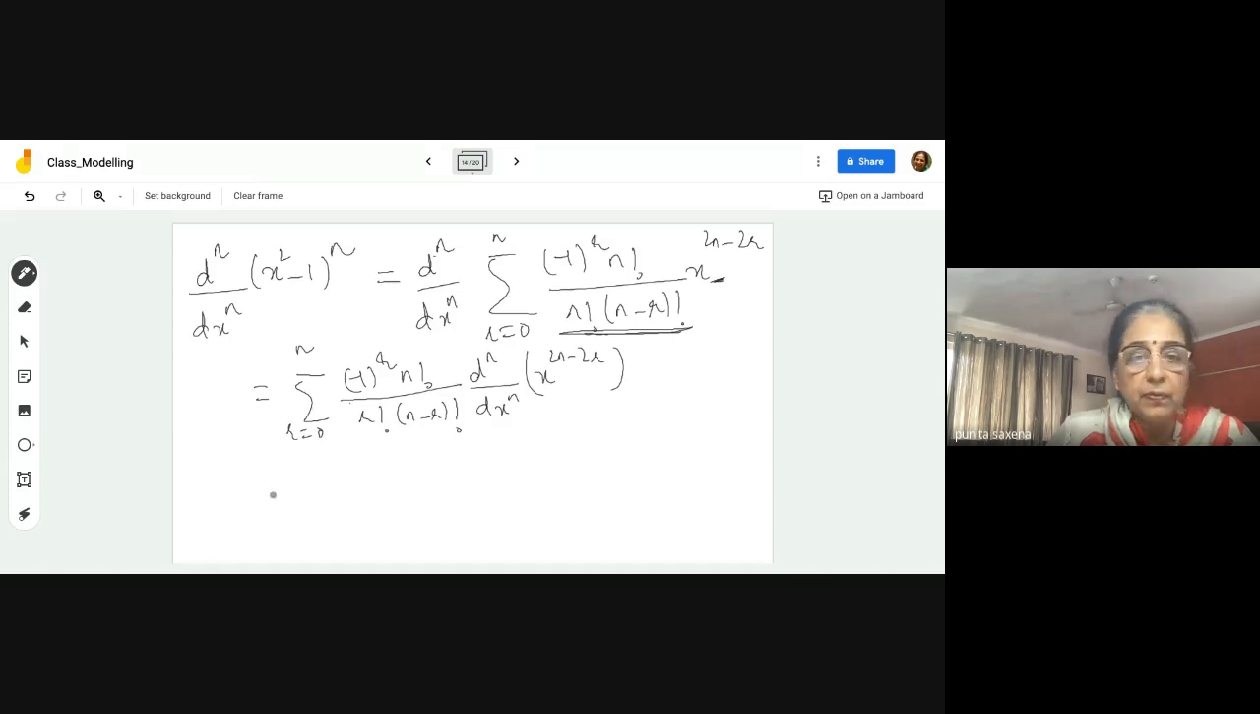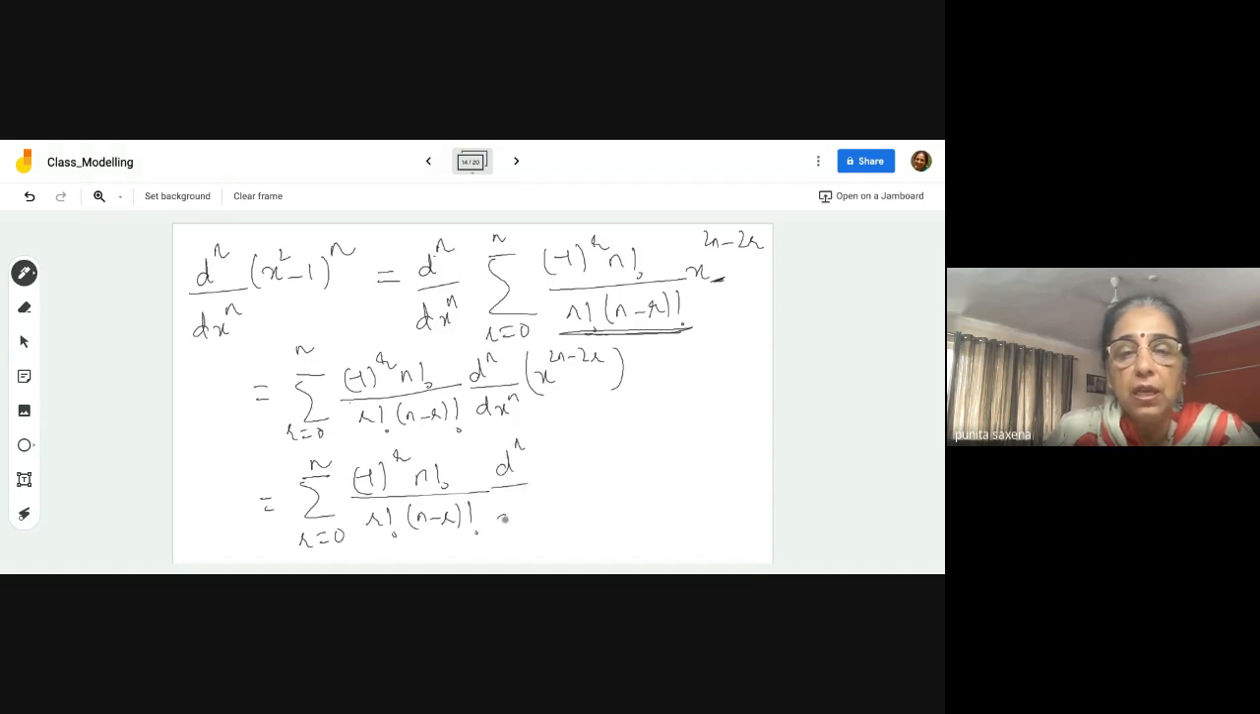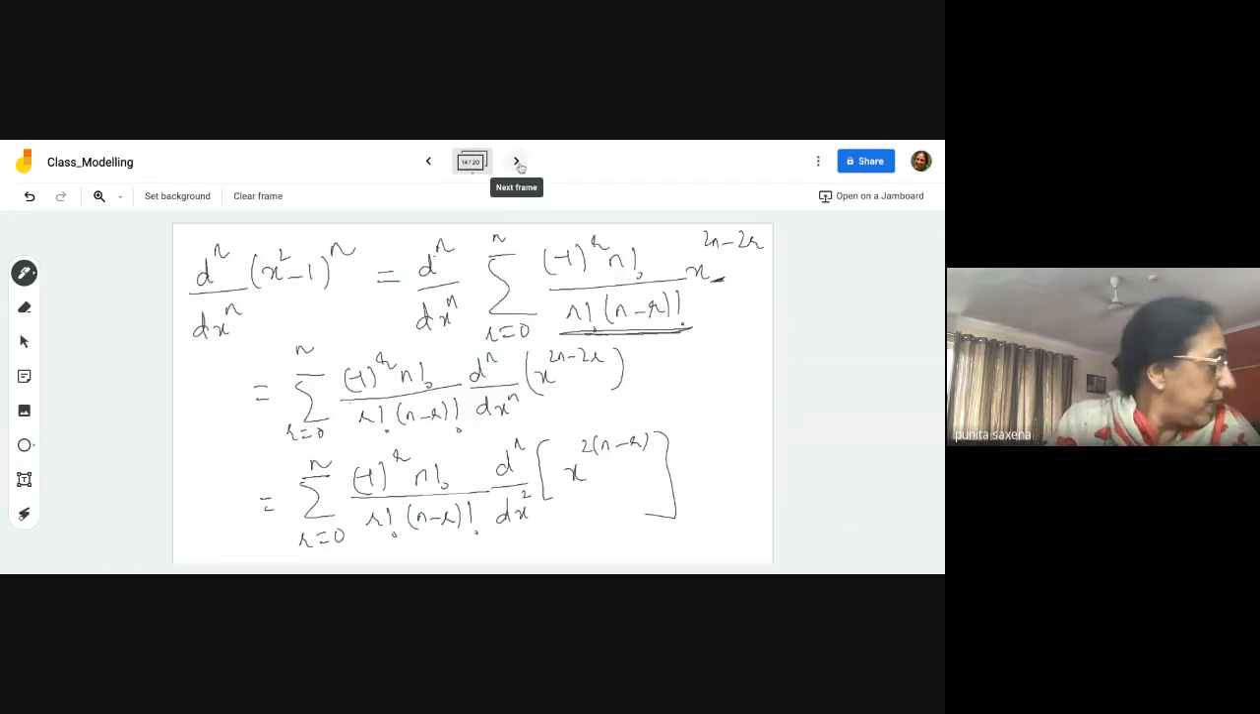Okay? Which is nothing but summation r from 0 to n, minus 1 to the power r, n factorial upon r factorial, n minus r factorial, into the nth derivative of x to the power 2n minus 2r. Okay? Fine.